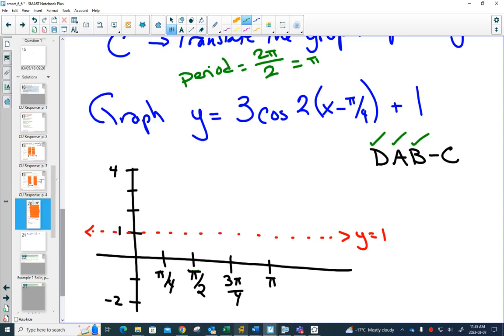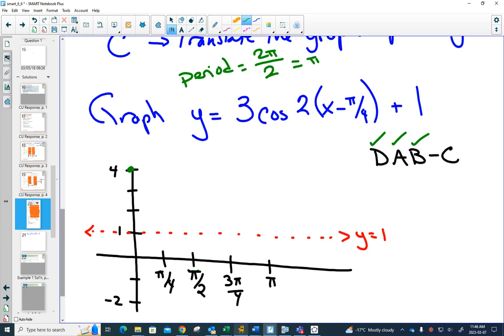Where does a cosine graph start? And you're going to hear me say this often. A cosine graph starts at a maximum. A sine graph starts in the middle going up. A cosine graph starts at a maximum. So I go to my maximum and I draw a dot because that's where a cosine graph starts.